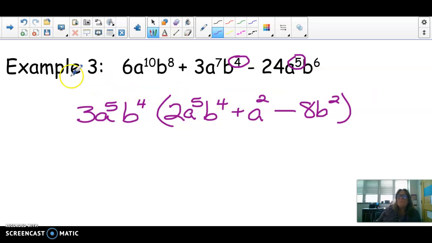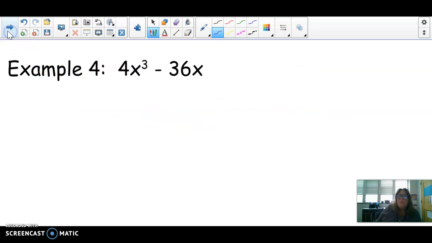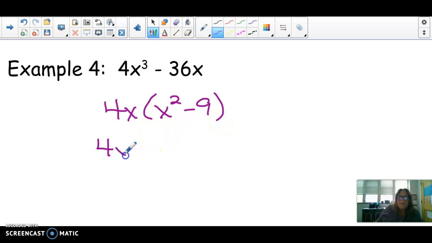Now here's one we'll go a little bit farther with explaining, but it won't take very long. What can come out of both of these terms is a 4, that's the largest number, and an x. So when I go back, I have x squared minus 9. This is my GCF that's taken out of it. We could stop here, but I am going to go back, and I'm going to let you in on a little secret as to what's to come.